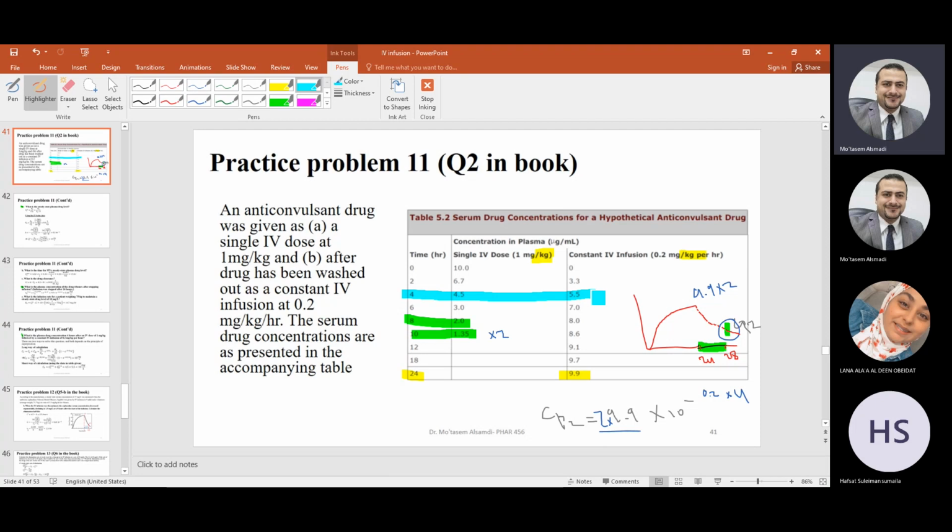Now, what if I ask you what would be the total if I double the IV bolus dose and triple the IV infusion rate? So I will double this value and triple this value, right? If I ask for the concentration from an IV bolus dose of 2 mg per kilogram and an IV infusion rate of 0.6, in that case this will be doubled because the dose is double, and this will be tripled because the infusion rate was tripled, and then you add them together. Okay? Any questions?